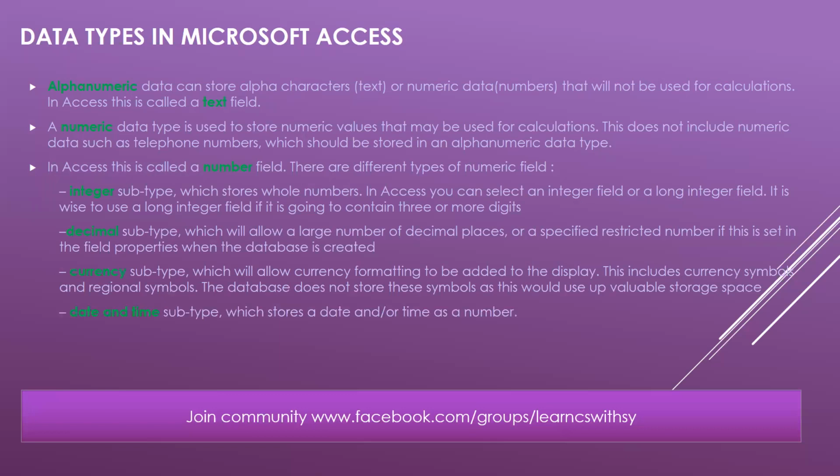The next one is date and time, and it's used to store date and time as a number. The last one is Boolean, and Boolean is going to store a value that is yes or no, true or false, or it can be represented as 0 or 1.